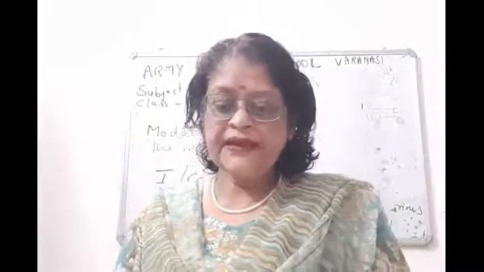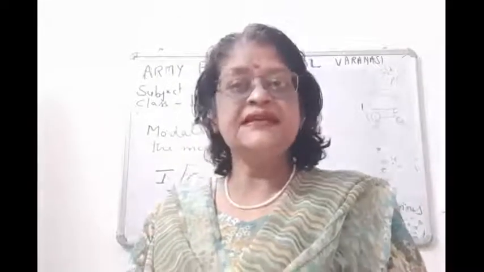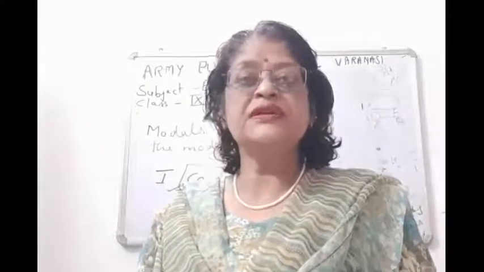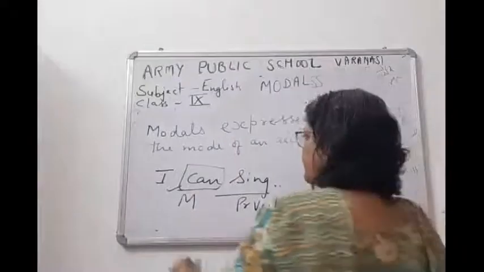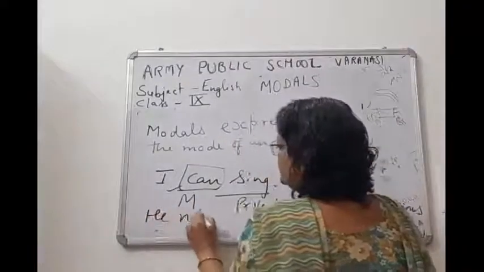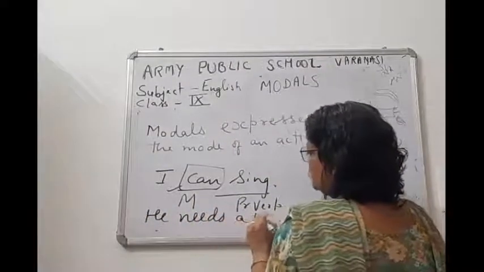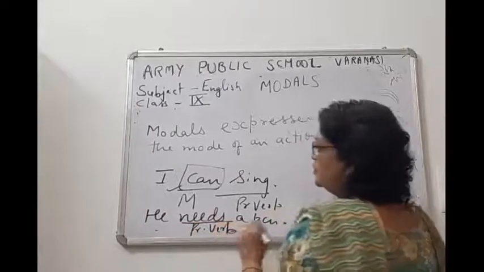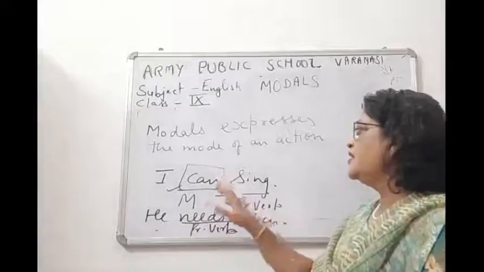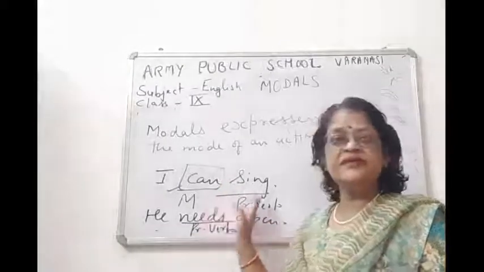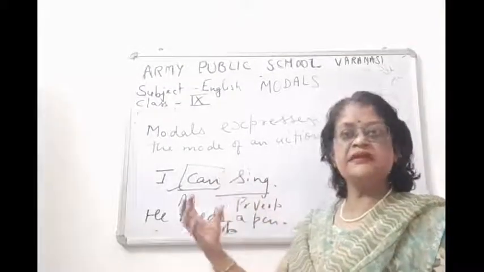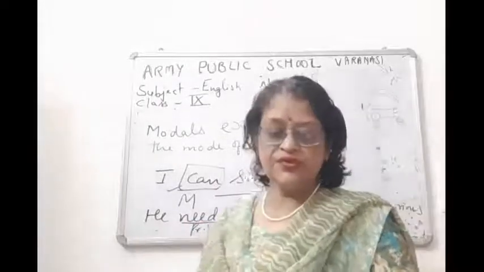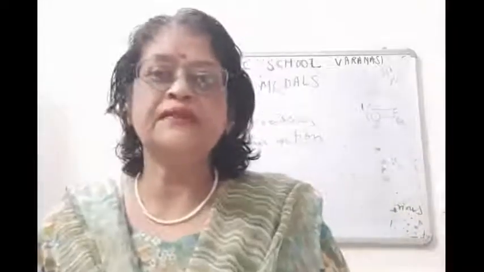Like, he needs a pen. So sometimes a model also works like a principal verb, like he needs a pen. So here the model is used as the principal verb. But generally, children, a model is used with a principal verb, and in some cases it is used as a principal verb. So this is about models.